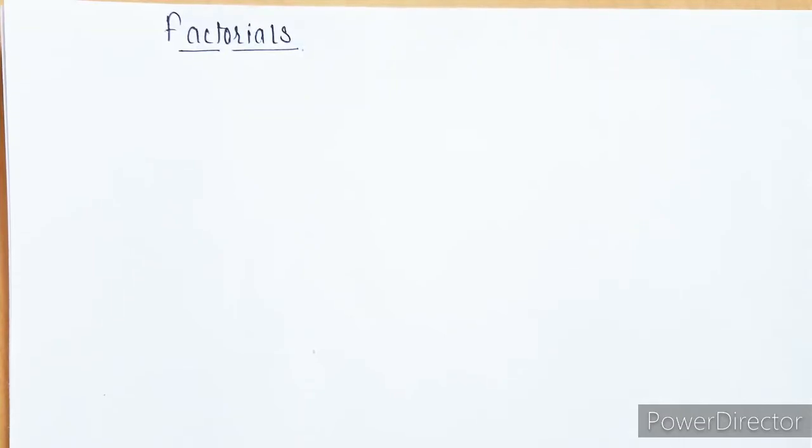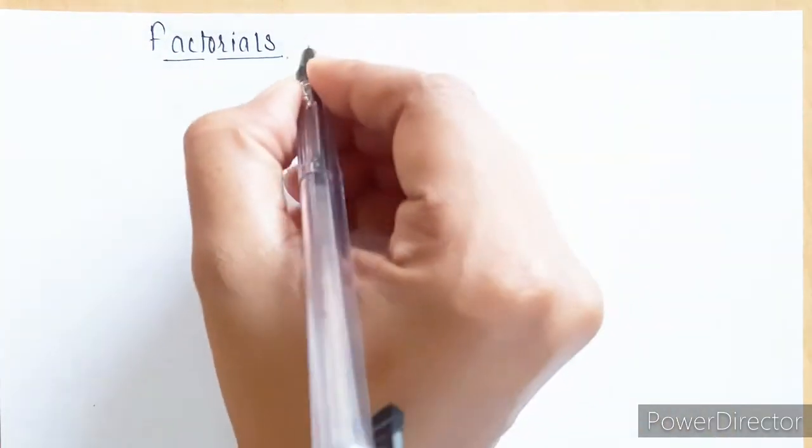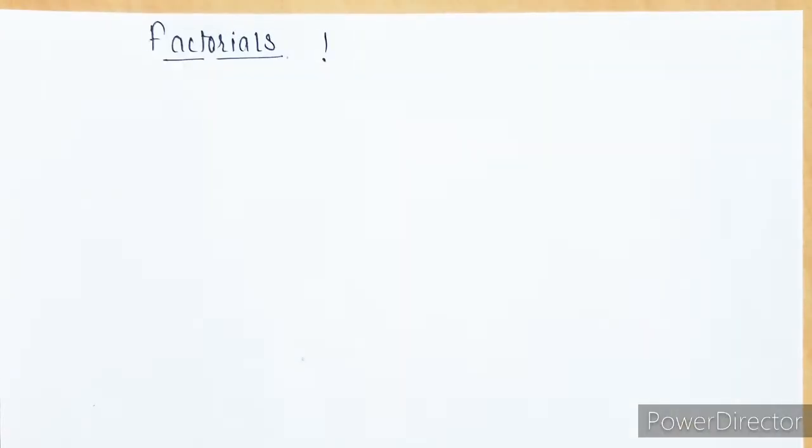So we have studied the addition principle, the multiplication principle, and examples based on the same. Now for permutation, first we need to study factorials. What are factorials? The notation for factorial is this mark.